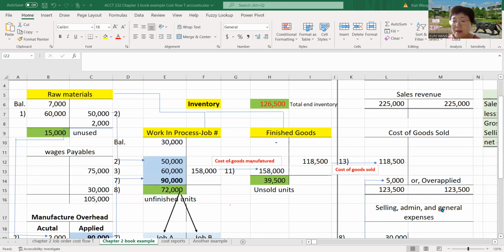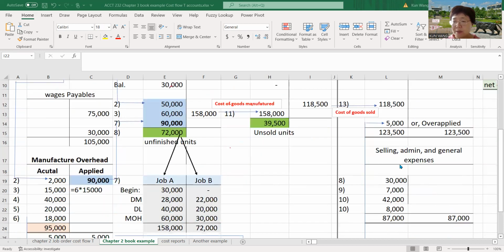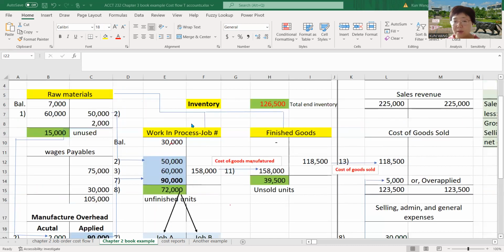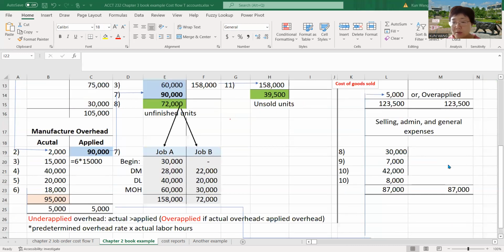And then the cost of goods sold, the adjusted amount, is on the debit side, 123,500. And all of the period expenses, selling, admin, and general expenses, are non-manufacturing costs. Non-manufacturing costs don't go through the cost flow or the inventory accounts. So they are directly deducted. They will be recorded first and then deducted in the income statement.